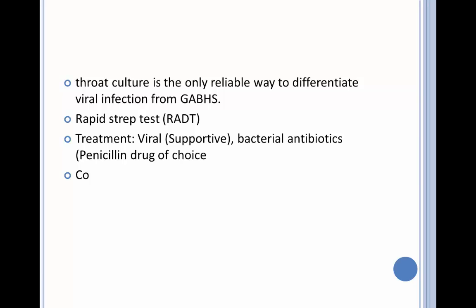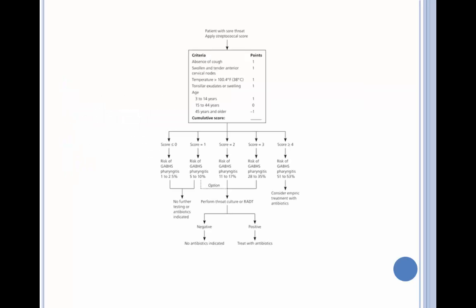So if it's negative and you have high clinical suspicion, go ahead and do a throat culture. If that throat culture is positive, then treat. But if the rapid strep test is positive, then immediate antibiotic treatment should be initiated to prevent glomerulonephritis and cardiac diseases. Treatment, if it's viral, depending on the points, is supportive, and if it's positive for rapid strep test or culture, antibiotics should be started.